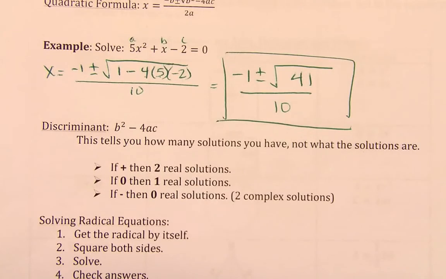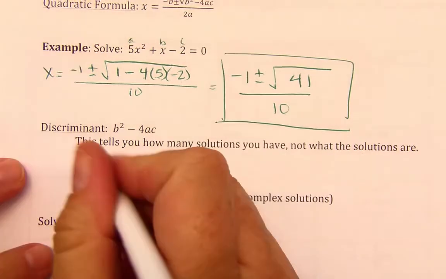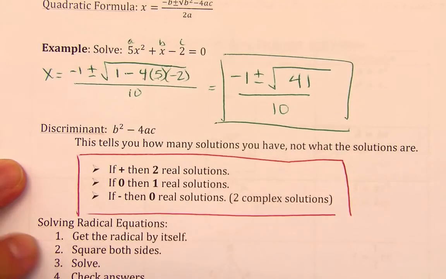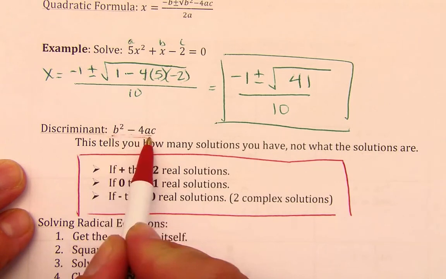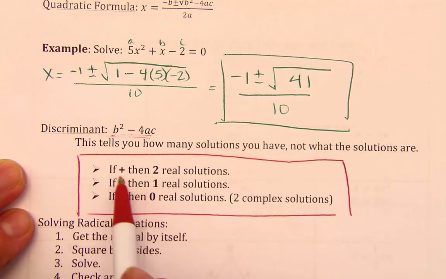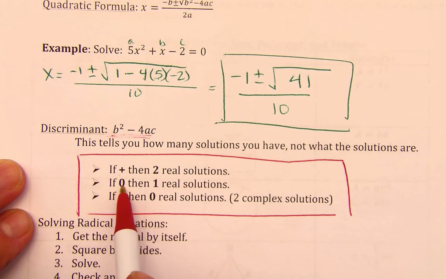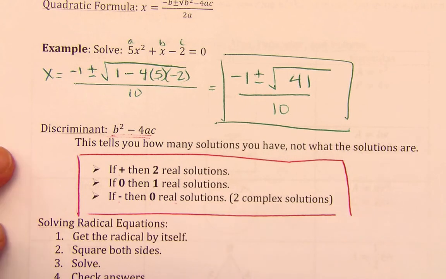Now the discriminant here tells us some information. It does not solve it for us, but it tells us how many solutions we have and what kind of solutions they are. So when we find this value here, if it gives us a positive number, we have 2 real solutions. If it equals 0, then we have 1 real solution. And if it's negative, we have no real solutions, but we do have 2 complex solutions.